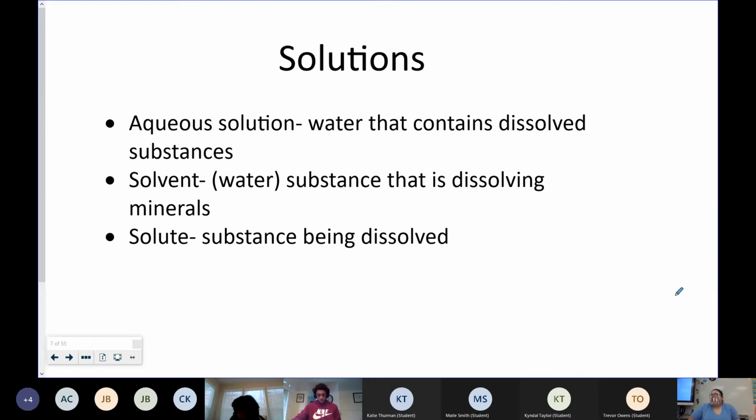So if you've ever had a sore throat and they tell you to gargle salt water, whenever you put the salt in the water, the salt is the solute, the water is the solvent. You stir them together to where you can't tell where one ends and the other begins. So you make that aqueous solution before gargling.